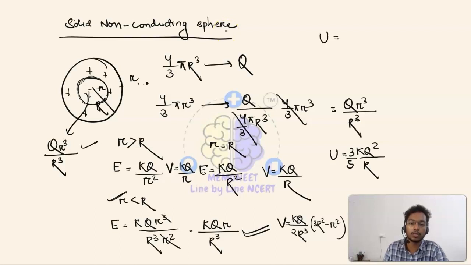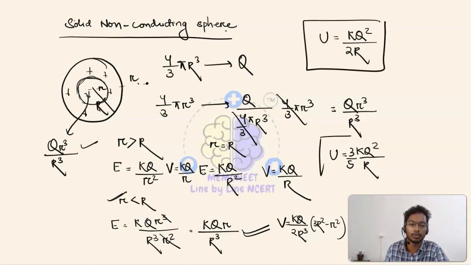Potential energy for the spherical shell, the self energy will be kq square upon 2R. Please remember this condition, because it will directly come in the exam.